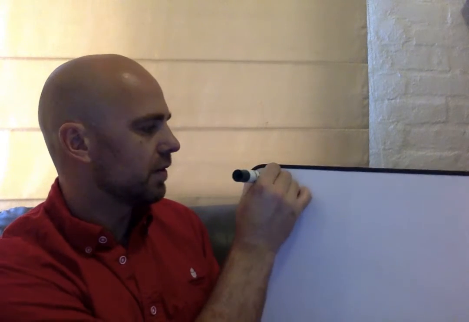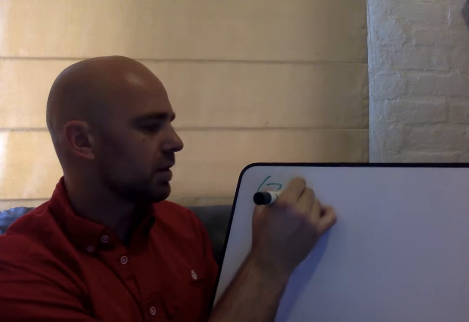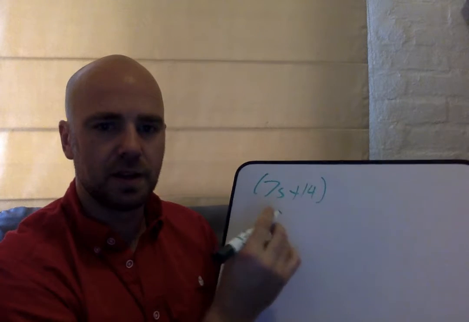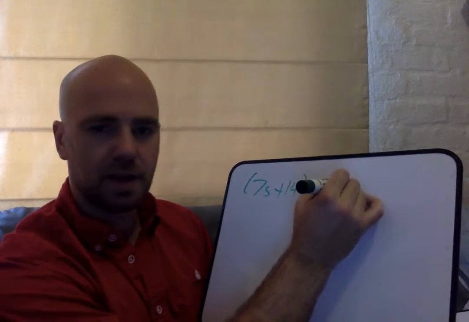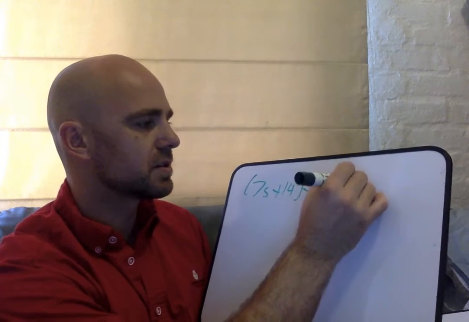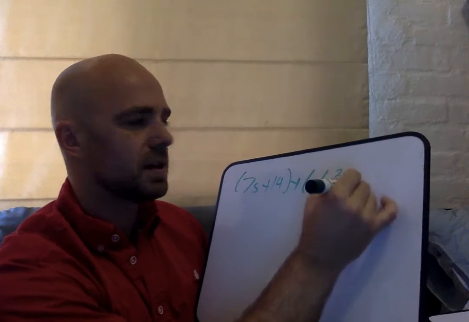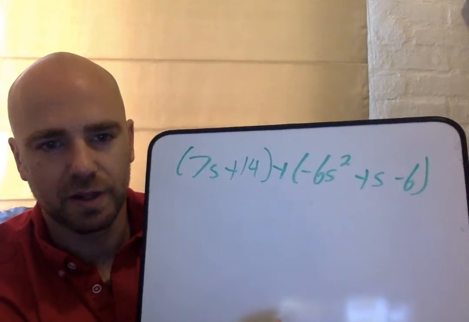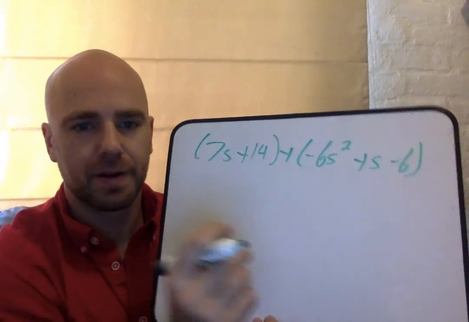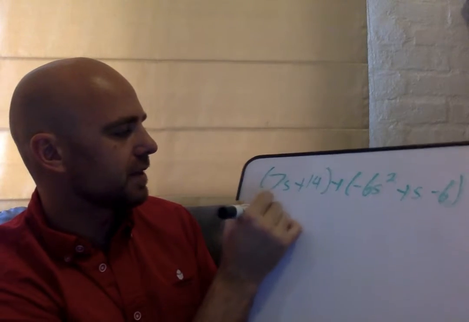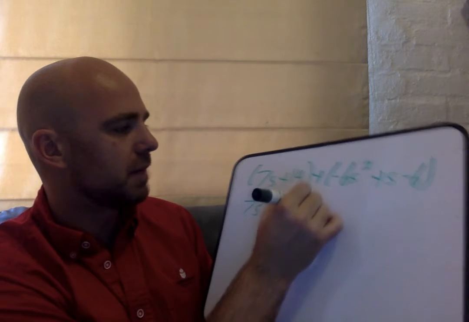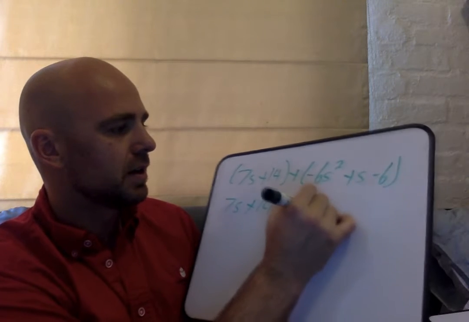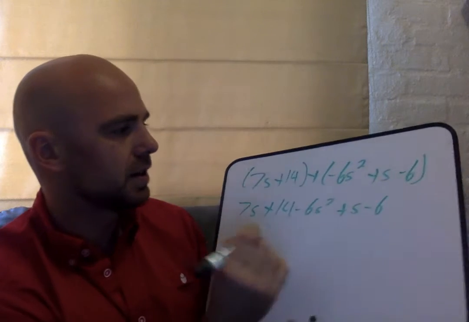Let's go through another example that we might see. I'll give you guys an opportunity. So if we've got 7s plus 14, and then I'm adding negative 6s squared plus s minus 6. Give this one a go, trying to join everything together. All right, so if I rewrite it, I'm going to have 7s plus 14 minus 6s squared plus s minus 6.